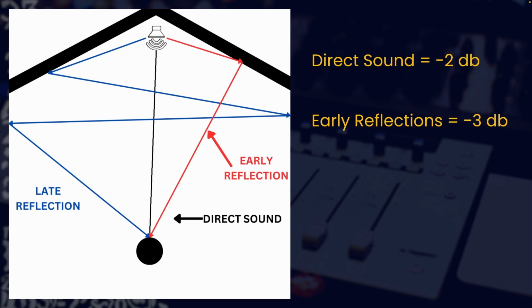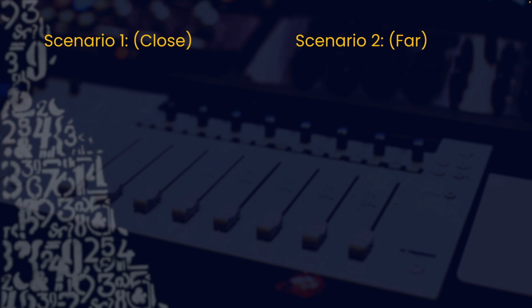But the late reflections, again, similar to the early reflections, don't have to travel as far because they're already starting in the back of the room before they bounce off multiple surfaces and reach us, and so those are at minus 4 decibels. So let's compare these 2 scenarios really quick, and then we'll talk about the actual implications that we can have inside of our mixes.